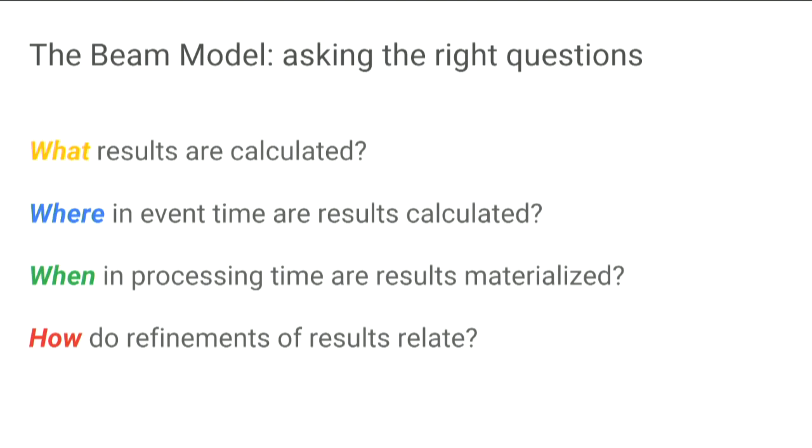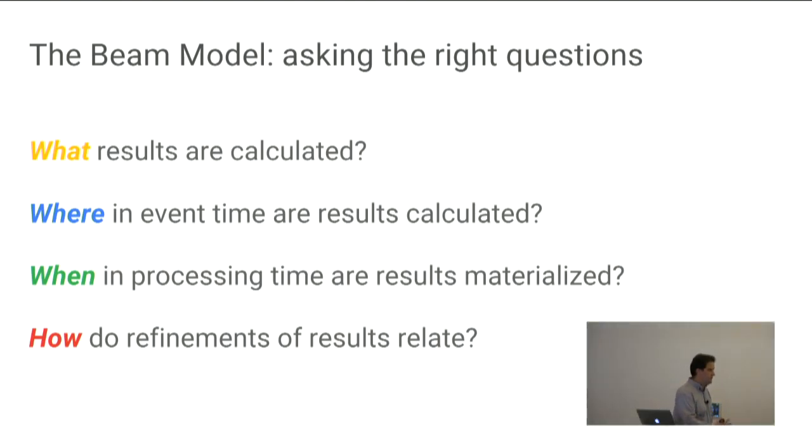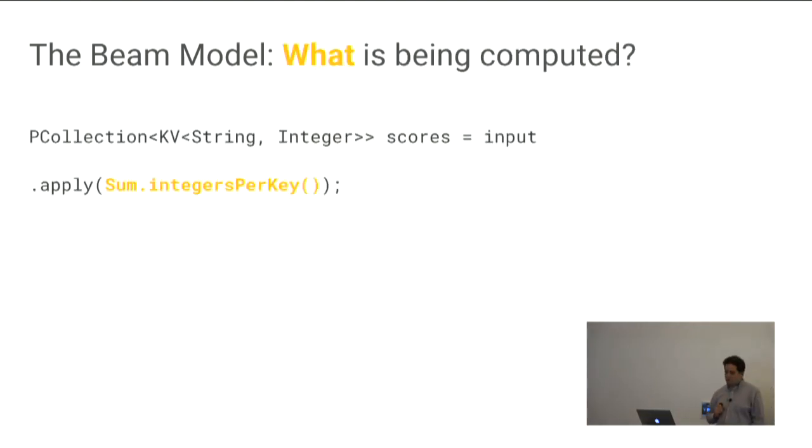The third question is, when in processing time are results materialized? Does the time the element arrives in the system affect the behavior of the system? And finally, how do refinements relate? If we choose to emit multiple results, how do those results relate to each other? And then I'm going to show you these four questions on a running example.